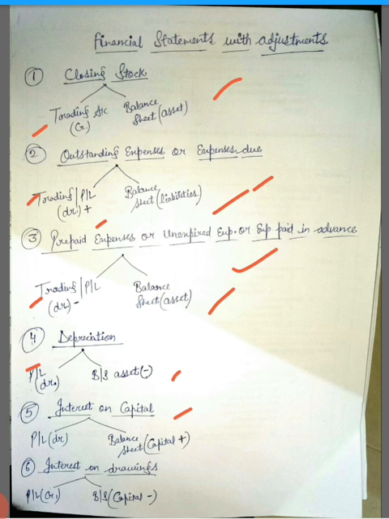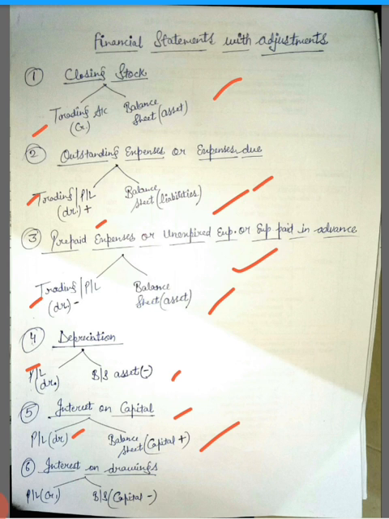Then the next adjustment is interest on capital. What is the meaning of interest on capital? Interest on capital is paid by the business to the owner for investing capital in the business. So from the business point of view, interest on capital is a loss, an expense given to the owner. It will be recorded on the debit side of the profit and loss account, and the second effect is that it will add to the capital of the owner, as he is getting the interest on capital. So the second effect is we will add interest on capital to capital under the balance sheet.